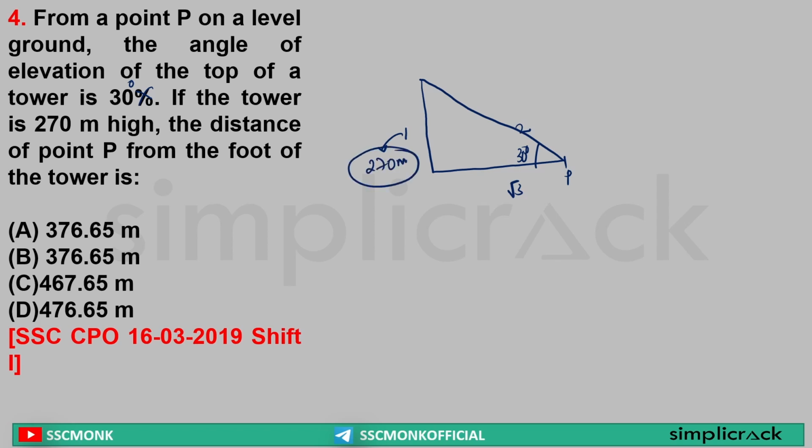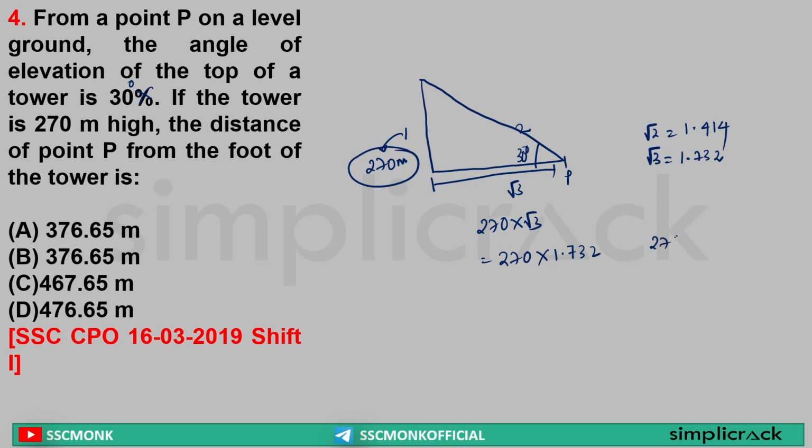If the tower length is 270 meter, it is asking about the distance between, that means this, that is equal to 270 into root 3. Now I do not know anything about root 3. So what will we do? Remember this, root 3 is equal to 1.732. Root 2 is equal to 1.414. So I will write 270 multiplied by 1.732. It will be exactly around what, sir?